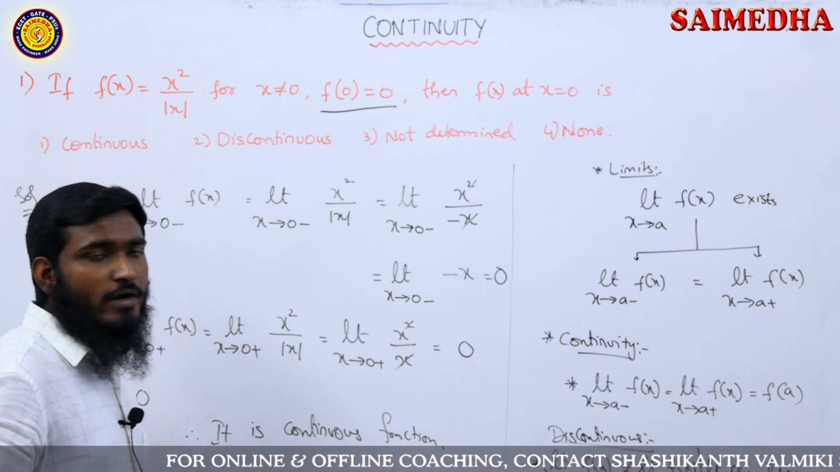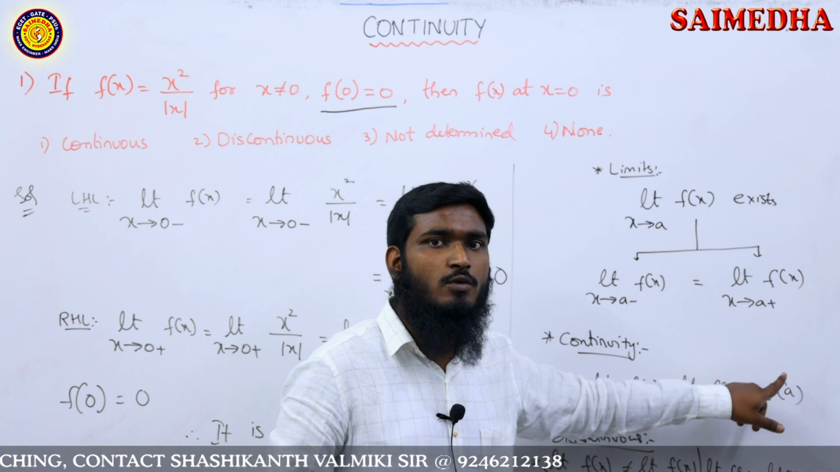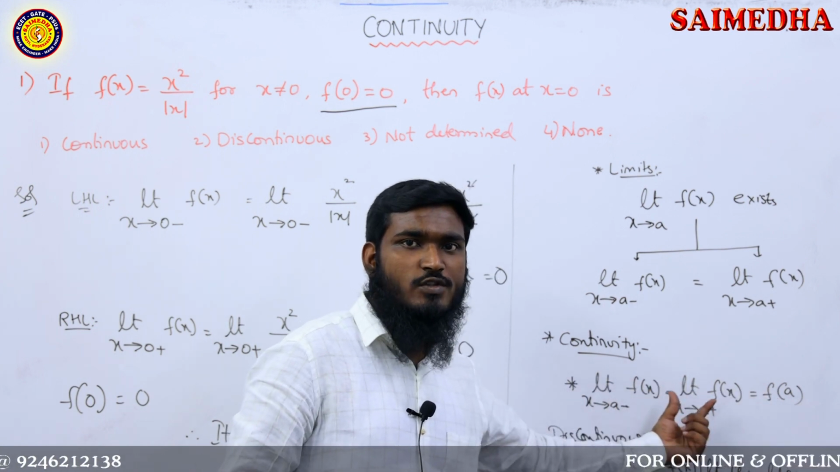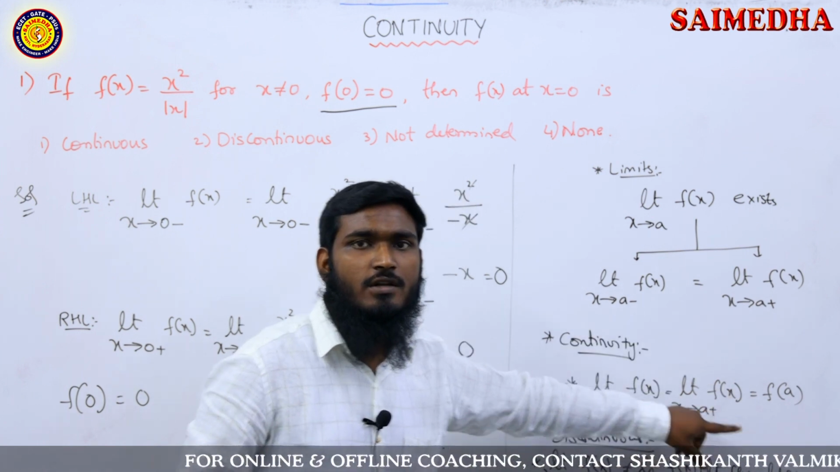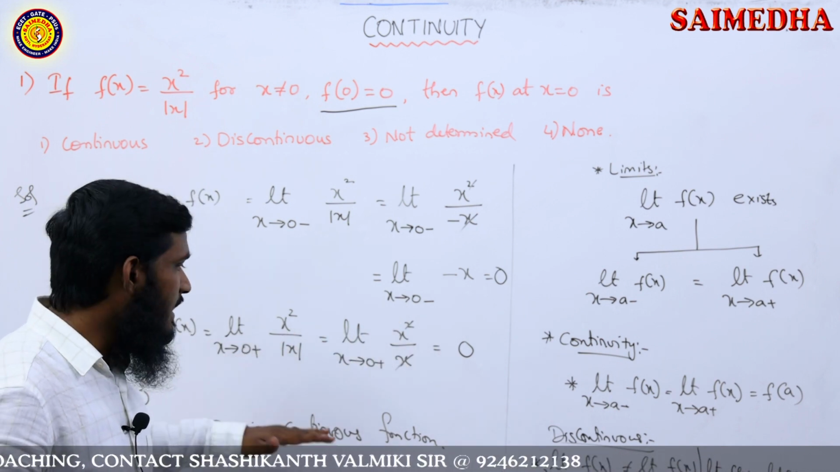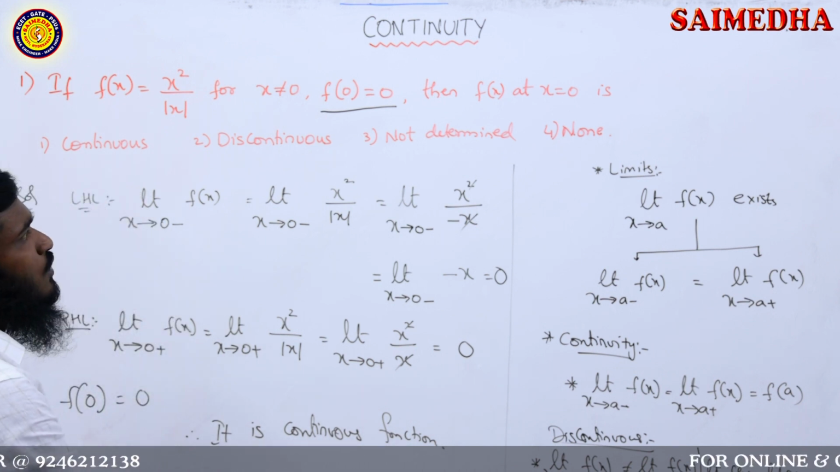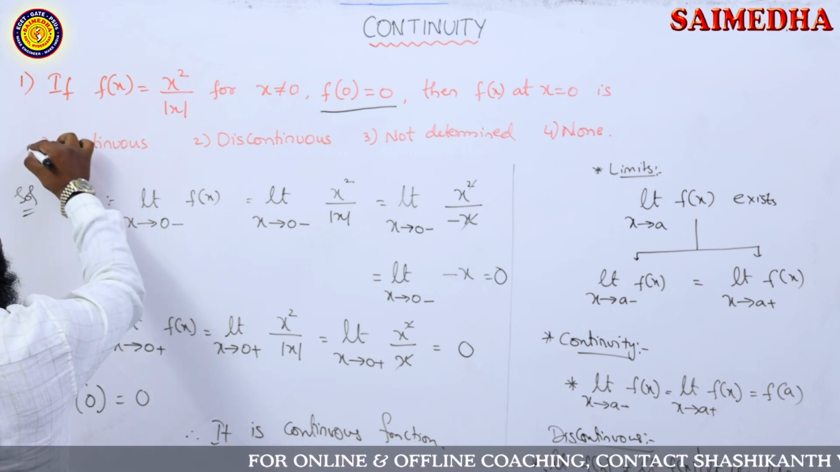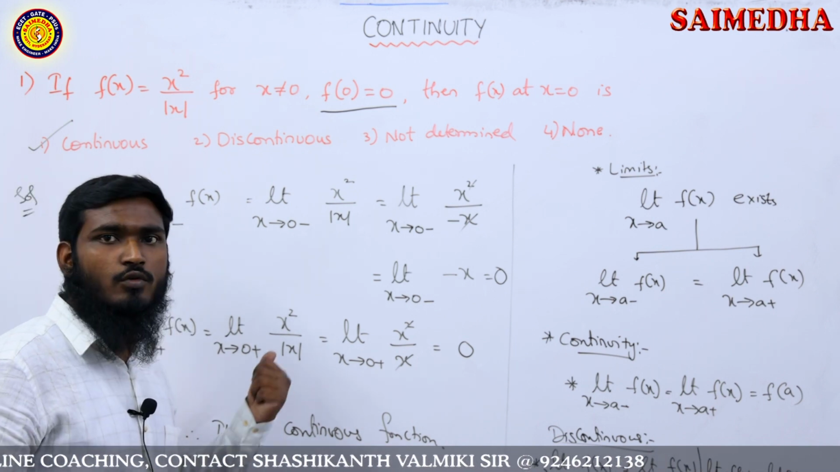Is it clear? So according to the condition, limit x tends to a minus f of x equals limit x tends to a plus f of x, equals f of a, means LHL value is equal to RHL value. Whenever LHL value equals RHL, the limit exists. So the limit value is equal to the value of the function. If it satisfies that condition, then we can say that it is a continuous function. Now let us see the options over here. It is written continuous, discontinuous, not determined and none. So as per our answer, let us go with the first option, which is continuous function. Understood all of you? Now pause the video, note it down.